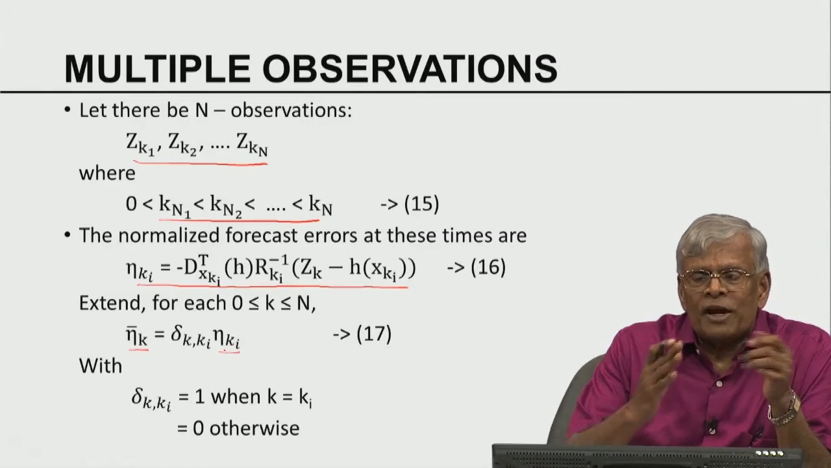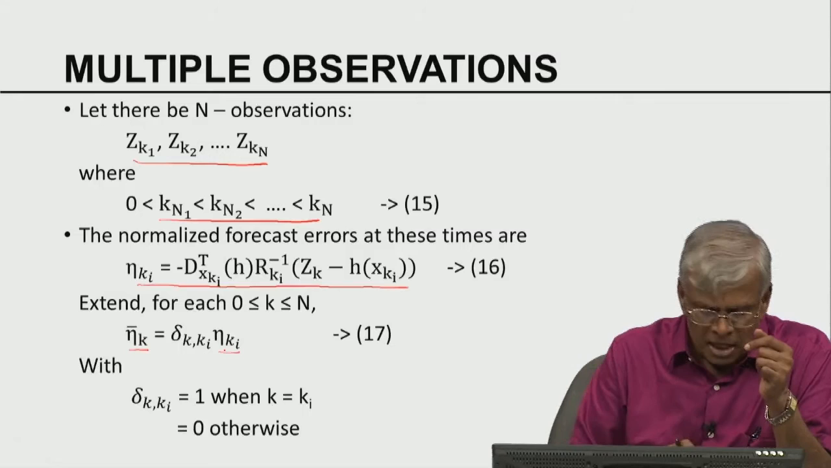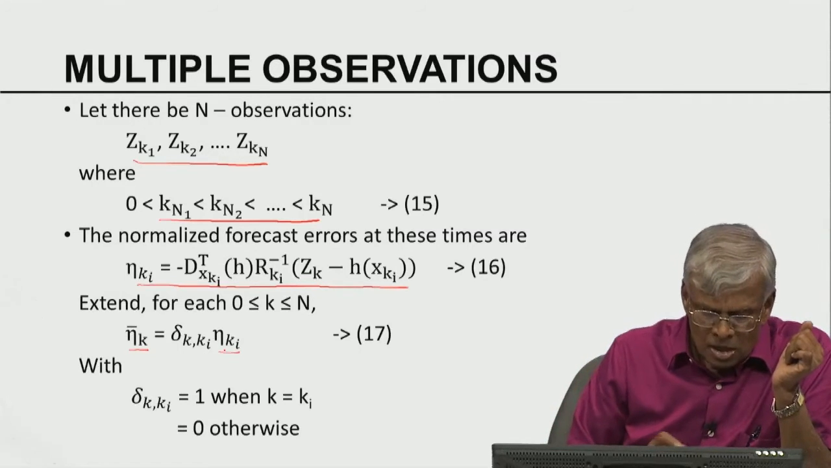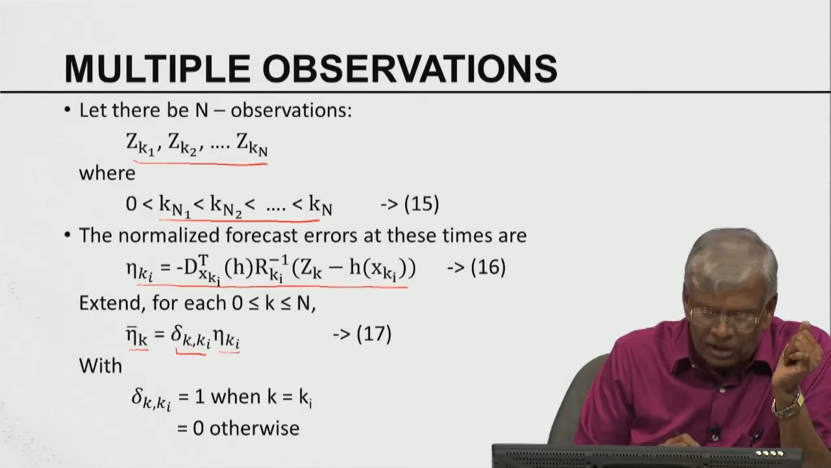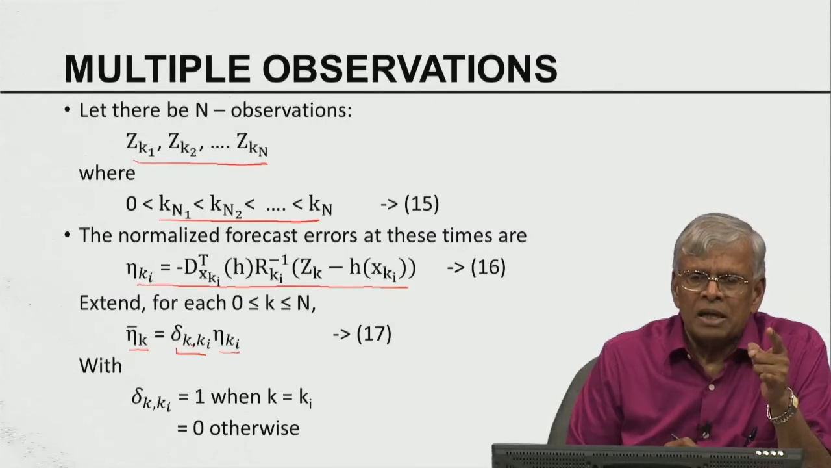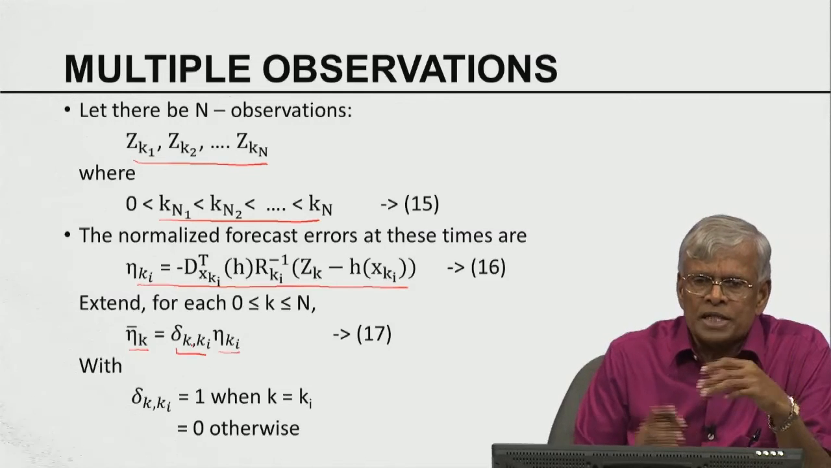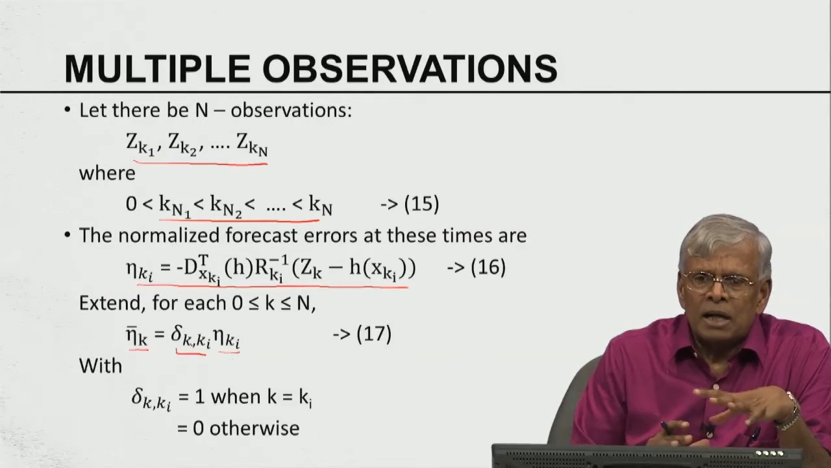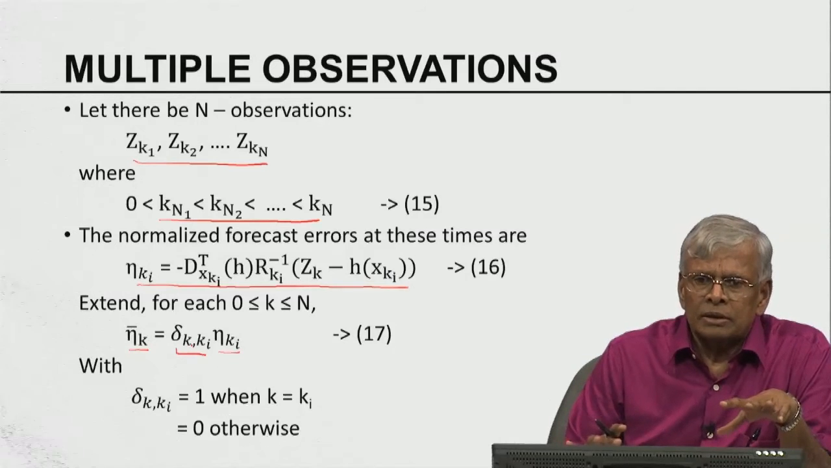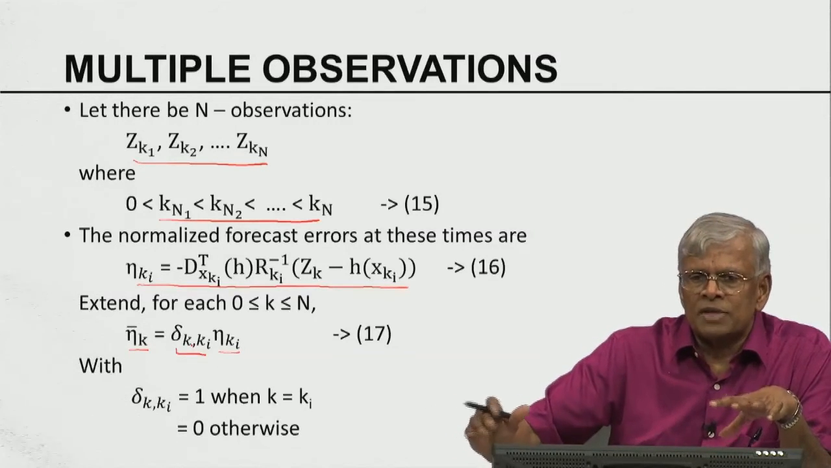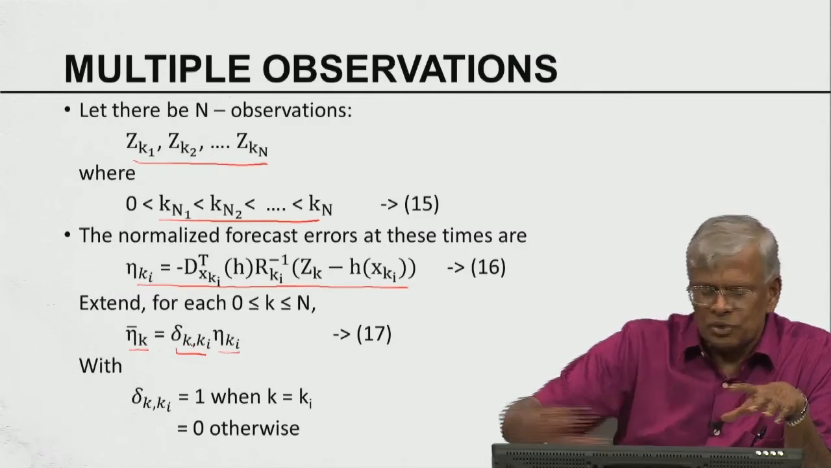Eta k is defined only at discrete instances in time. Eta bar k is defined at every instance in time. It is multiplied by a delta function, delta k k_i. What does it mean? When k is equal to k_i, it will be 1, otherwise it will be 0. So it is a kind of selector function that maps observations at certain intervals of time to continuous observation.